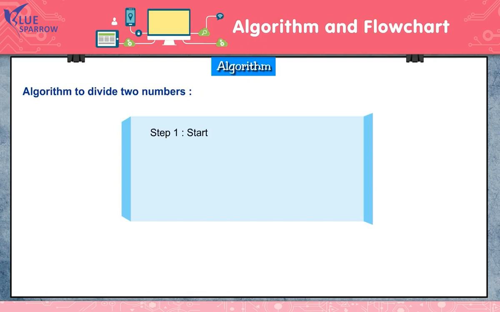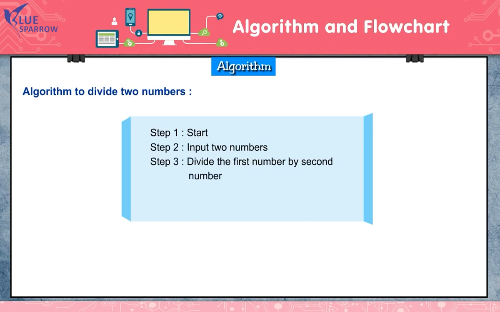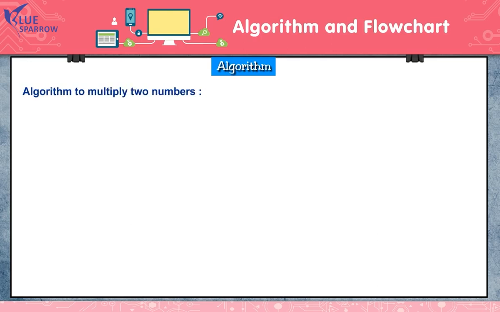Algorithm to divide two numbers. Step 1. Start. Step 2. Input two numbers. Step 3. Divide the first number by second number. Step 4. Print the result. Step 5. Stop.